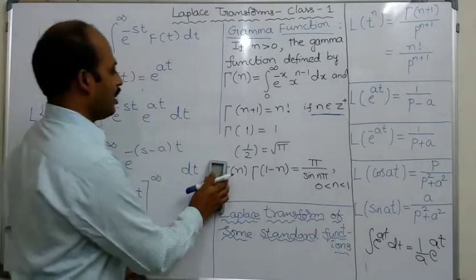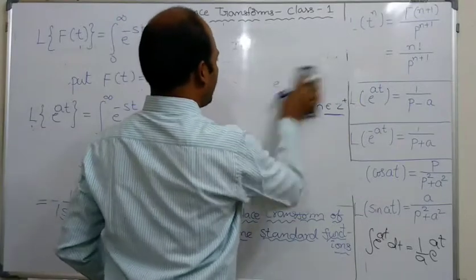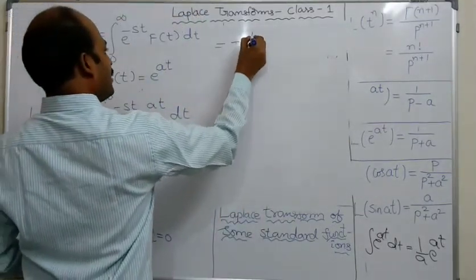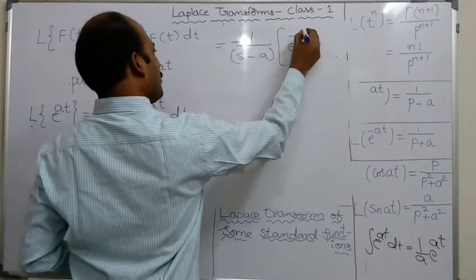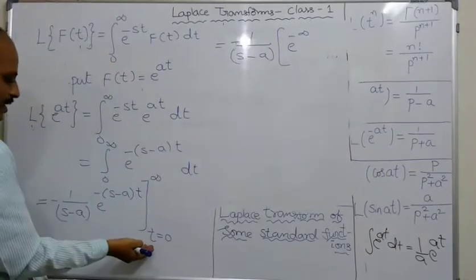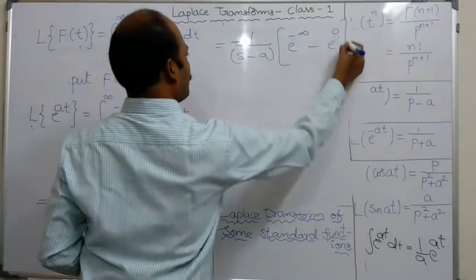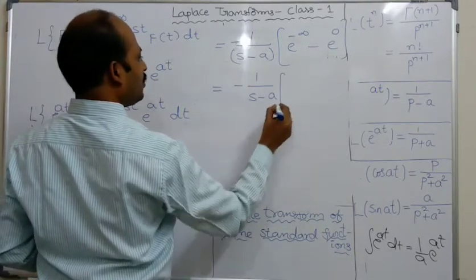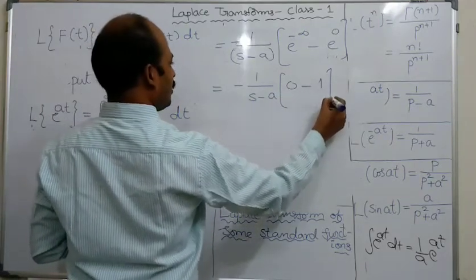Let us substitute the upper limit t is equal to infinity. If t is equal to infinity, then this term takes the form minus 1 by s minus a into e power minus infinity. The lower limit t is equal to 0 gives minus of e power 0, which is equal to minus 1 by s minus a into e power minus infinity is 0, e power 0 is 1, you get minus 1.